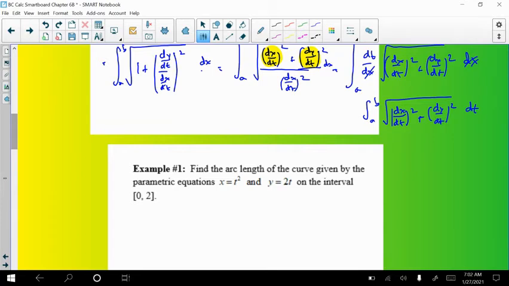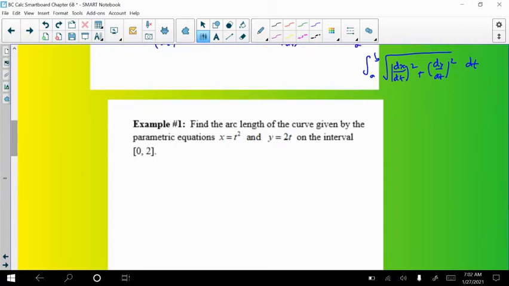Really, I'm focusing on that setup. You have to be given it parametrically. So we're looking for the arc length, and it gives you the interval, from 0 to 2. The thing I should remind you, because it's not very clear in this, is that those should be the time values, because everything's in terms of t. So when I say this interval from 0 to 2, I'm assuming that's a t interval.